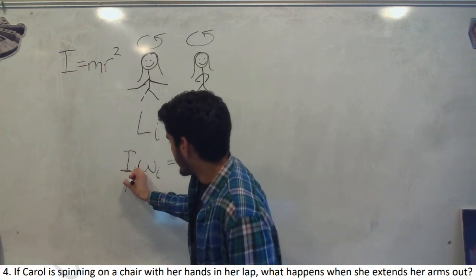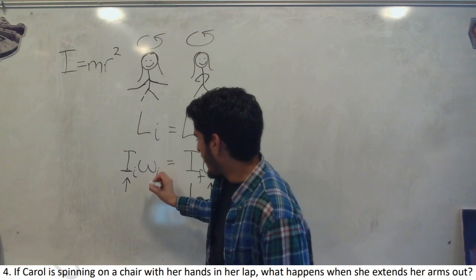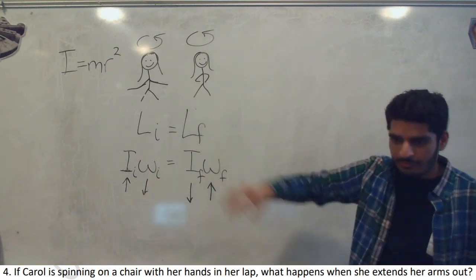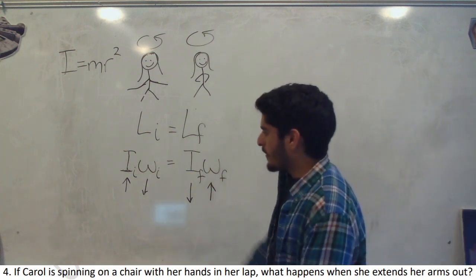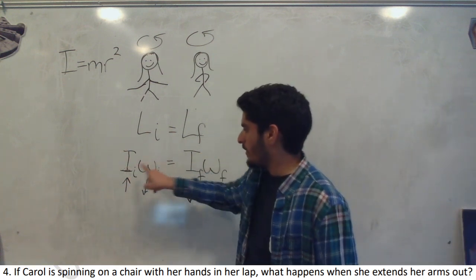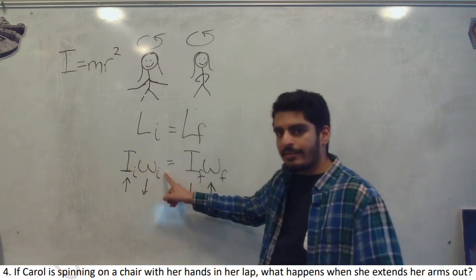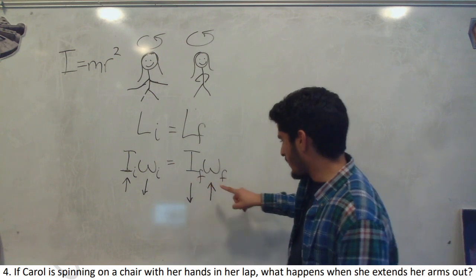So this value gets bigger, which means that our angular speed has to get smaller. And I apologize for flipping it over. But the key here is, just like we mentioned before, these are inversely related. When one increases, the other has to decrease. When one decreases, the other has to increase.